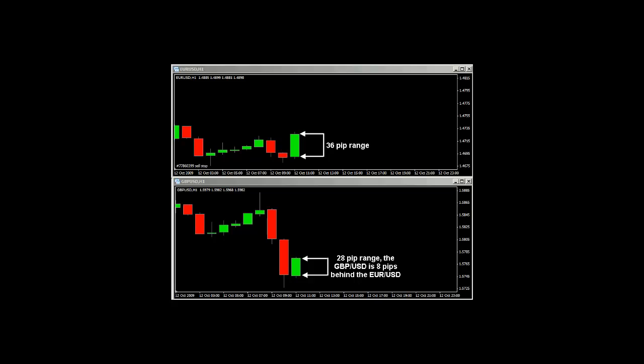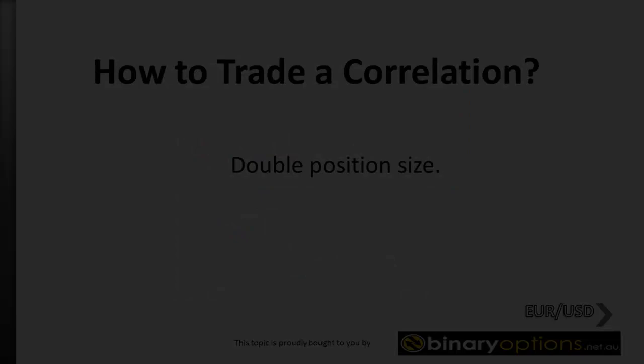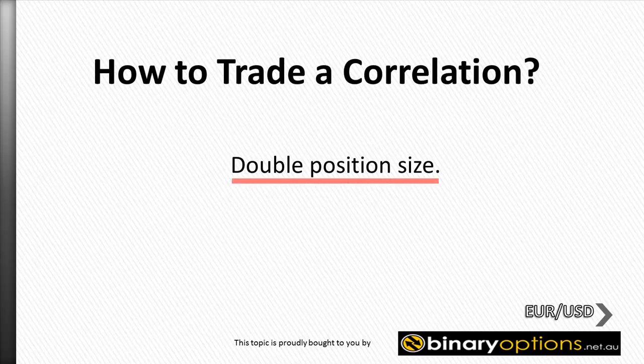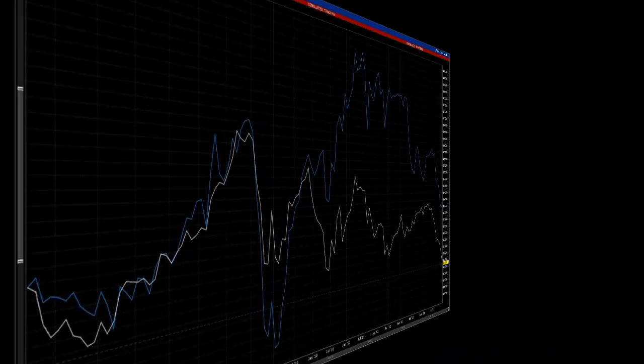With the knowledge of the positive correlation, a confident binary options trader may also double their position size by placing call or put trades on both markets which are positively correlated, enabling the opportunity of increased double profits.